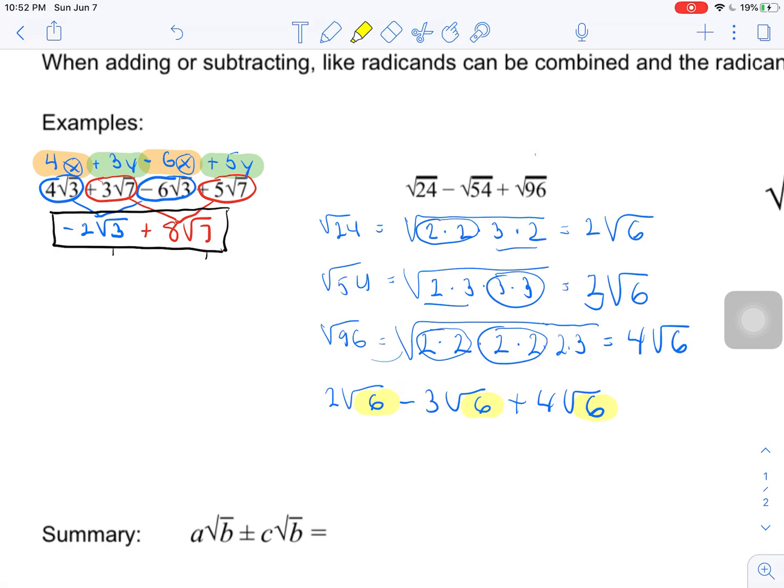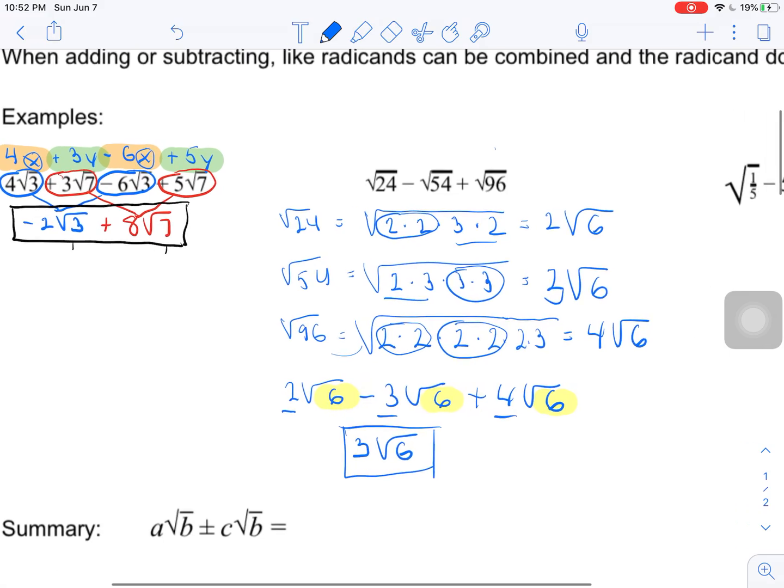So I could put them together just like if that square root of 6 was an x. So it would be like saying 2x minus 3x plus 4x. So I can combine my coefficients, or my constant terms in this case. So 2 minus 3 is negative 1, plus 4 is 3. And so they're all square root of 6, it stays square root of 6. So my final answer would be 3 times the square root of 6. So that whole thing boils down into 3 times the square root of 6.